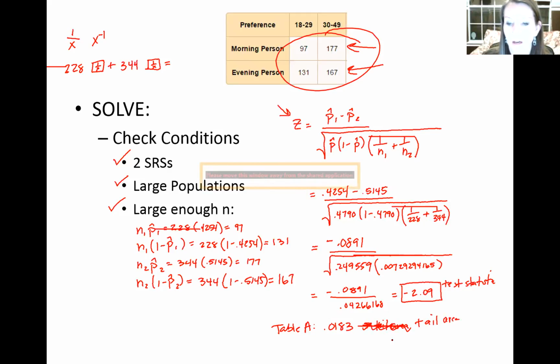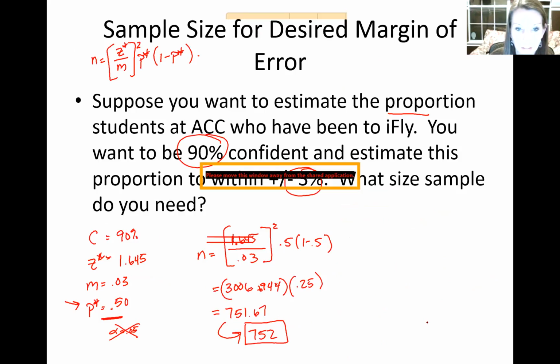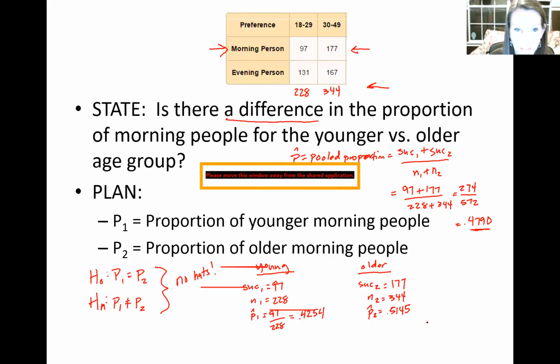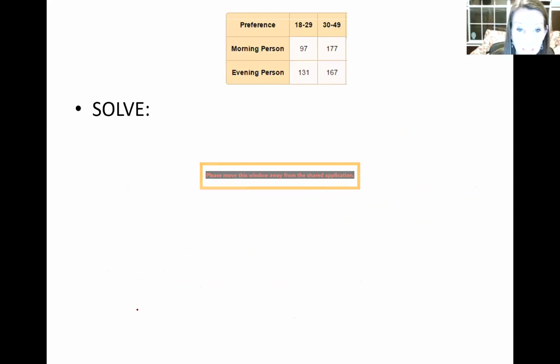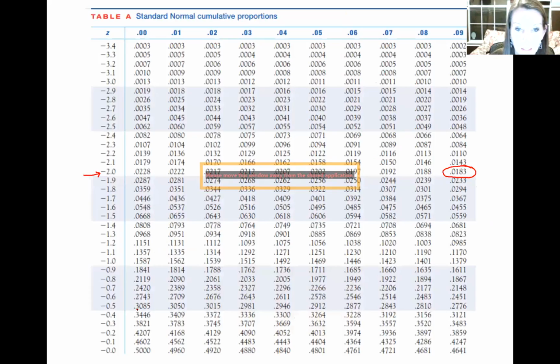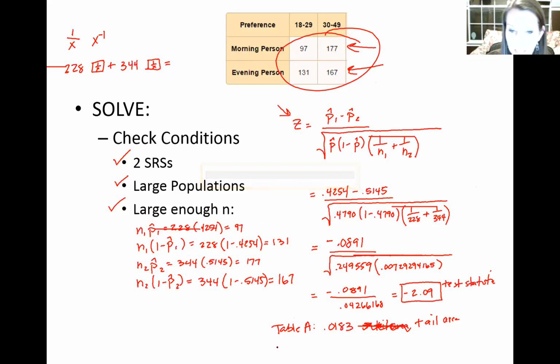So if it's not already a tail area, then you have to subtract from 1 to get the tail area. Once you have the tail area, you look back at the hypotheses, and look at the alternative hypothesis. If it's greater than or less than, it's one-sided. If it's not equals to, it's two-sided. So we have a two-sided test here, and in a two-sided test, the p-value is twice or double the tail area.